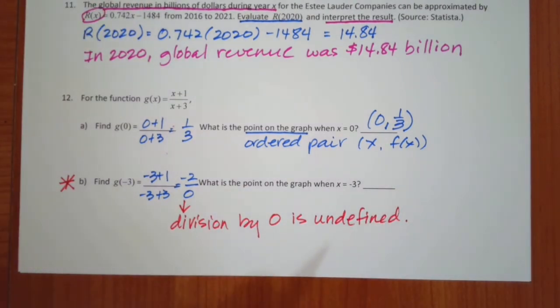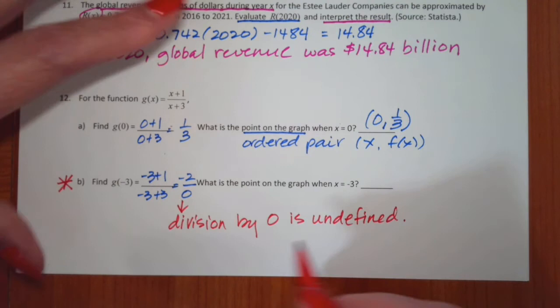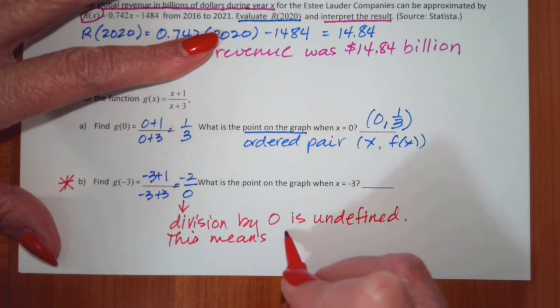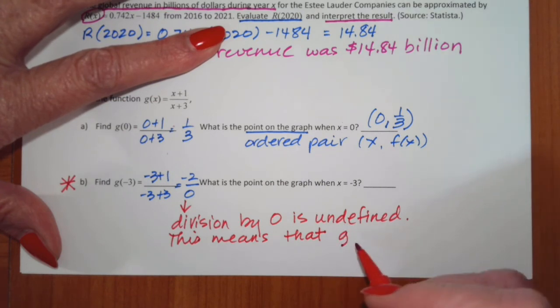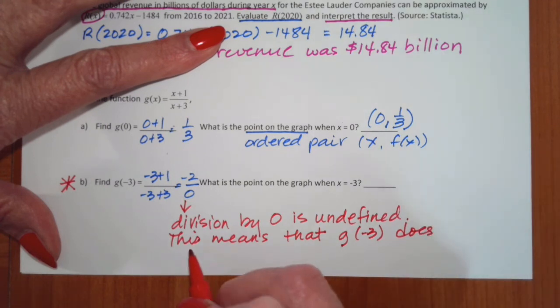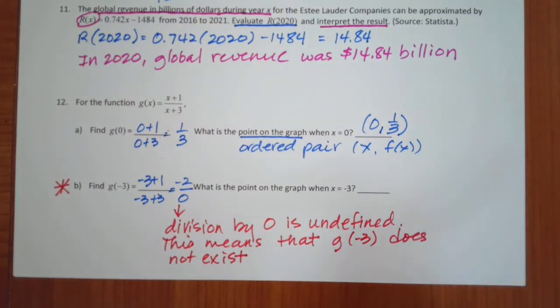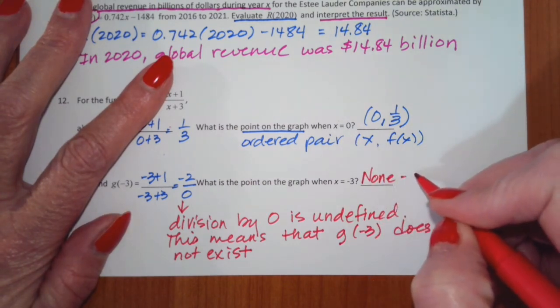Now my tip on that is try dividing a pizza into 0 pieces. You can't do it. Cannot do it. This means that g of negative 3 does not exist. And we'll talk about that more on the next page or when we start the lesson on Thursday. So the point on the graph, there is none. It is undefined.